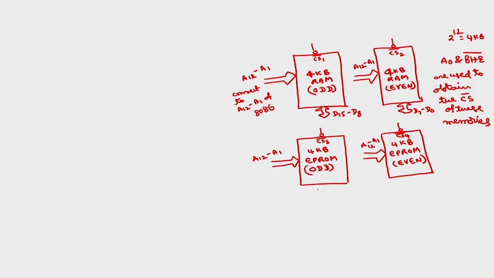Similarly, here also we will be having 2 data buses. This will give D15 to D8, and this will give D7 to D0. You have to connect this to D15 to D0 of 8086.